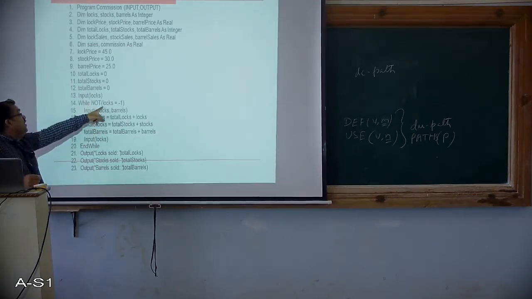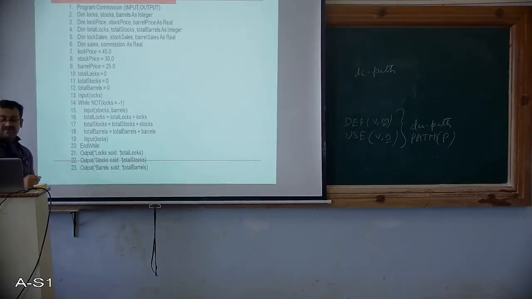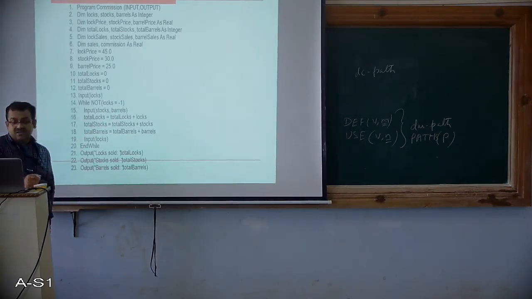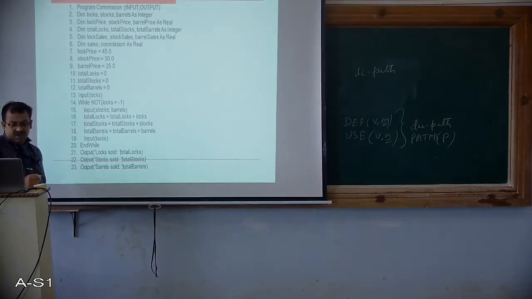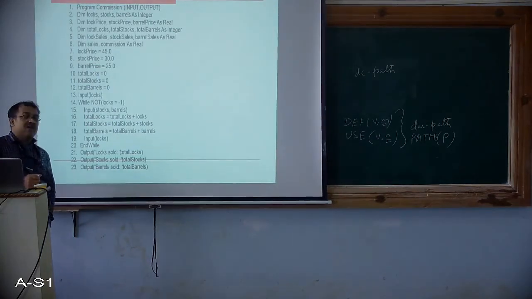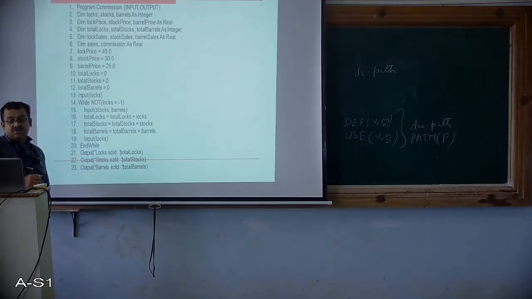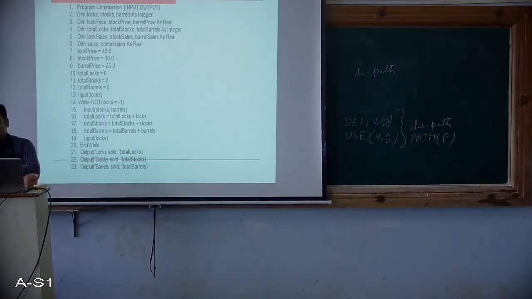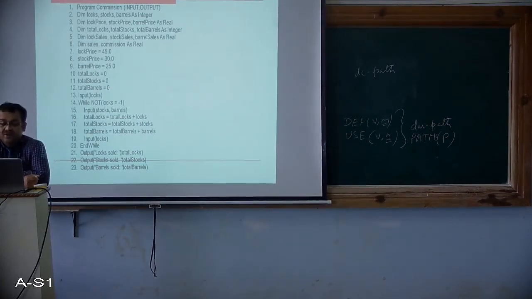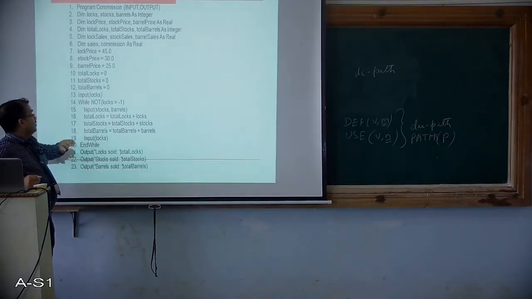There is a loop here. When it receives logs equal to -1, the commission starts calculating. So while logs is not equal to -1, the loop keeps executing. It keeps inputting the stocks and barrels, and then the total stocks are given by the loop. The logs variable is used to calculate this.